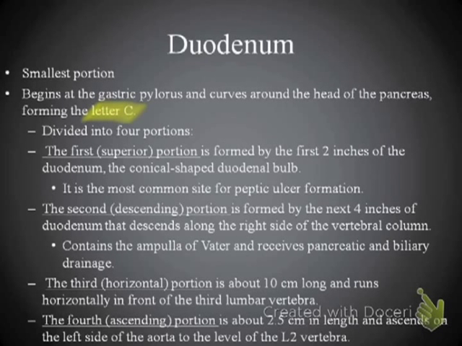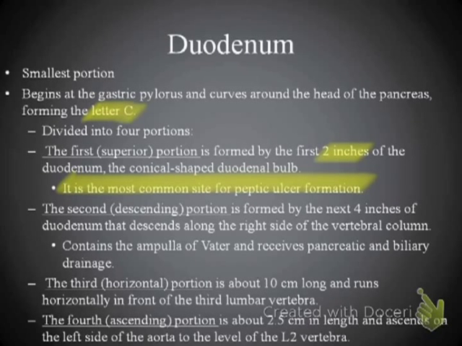The duodenum is divided into 4 portions. We have the first, or the most superior portion. It's formed by the first 2 inches of the duodenum, the conical shaped duodenal bulb. So the duodenal bulb is around 2 inches in length, and that's the first portion of the duodenum. Also, we want to keep in mind that the duodenal bulb is the most common site for peptic ulcer formation.